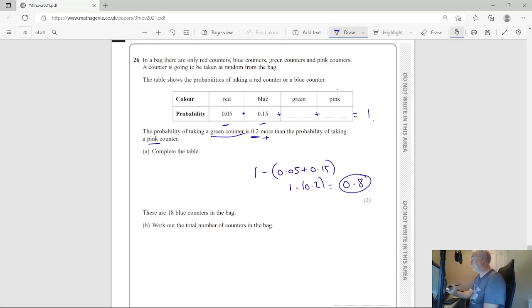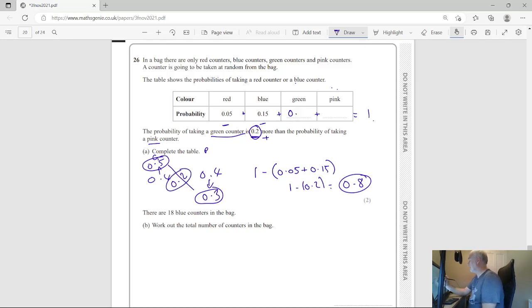So if we cut it in half, 0.4, 0.4. Remember, we want 0.2 more. Let's say this one's pink, this one's green. Keep it in the same order as we've got at the top. We take 0.1 off the pink counter, that's going to give me 0.3. If I take that and add it on to the green counter, that's going to give me 0.5. And you can see the difference between those two is 0.2.